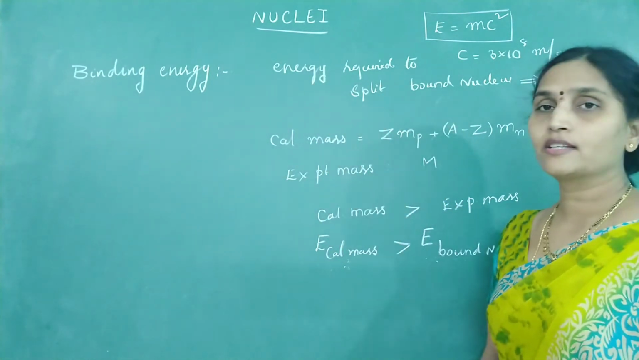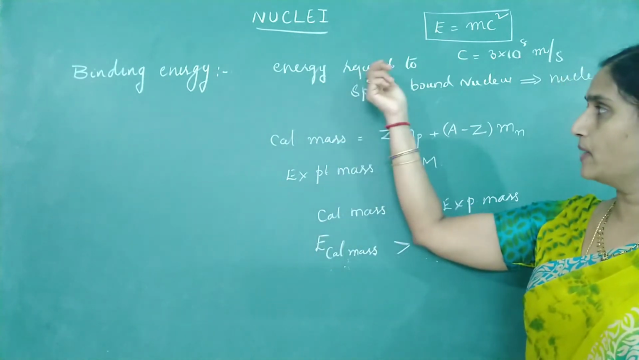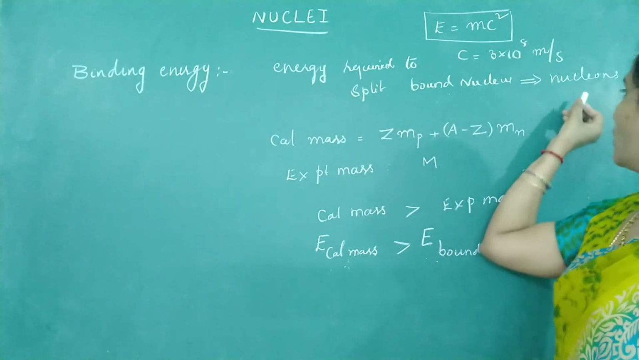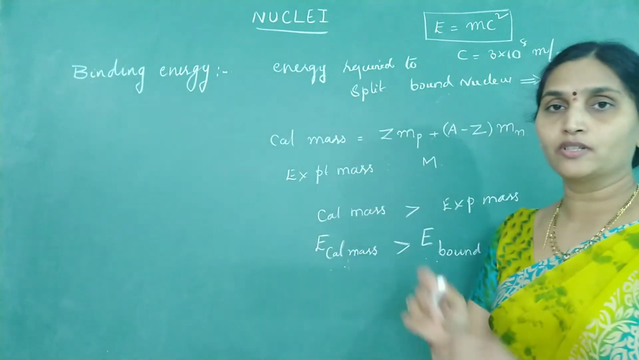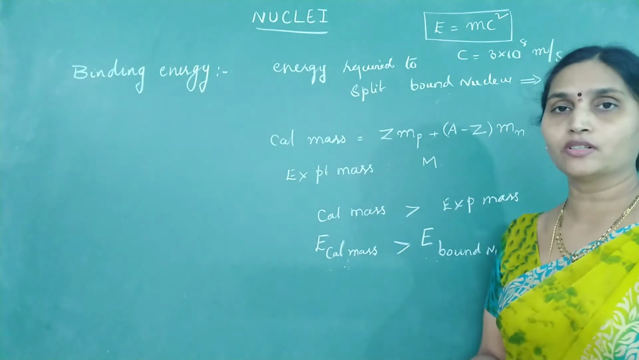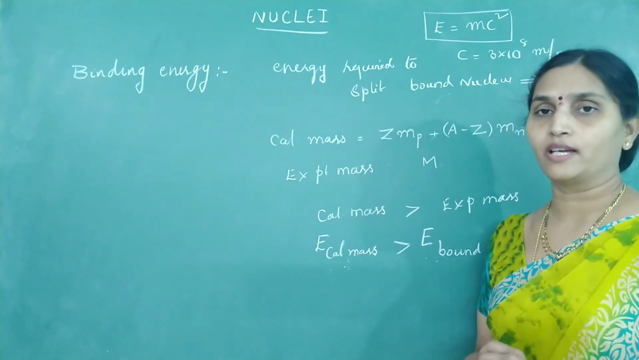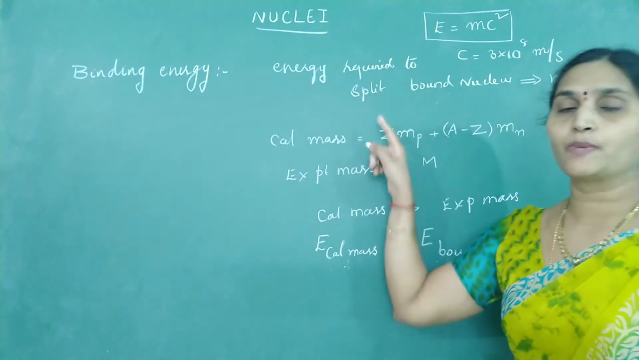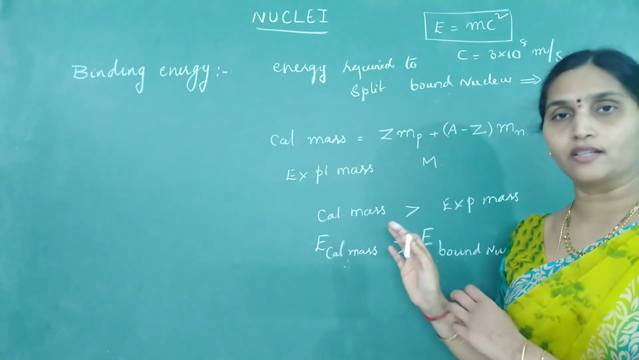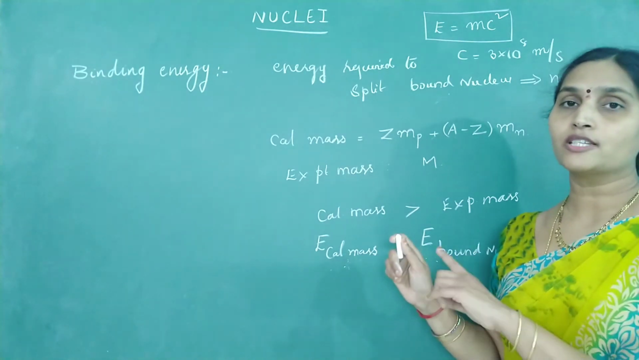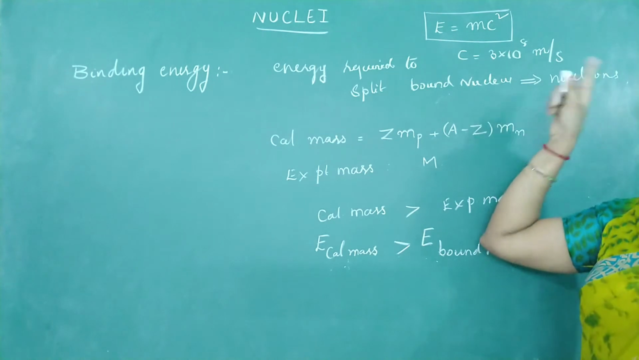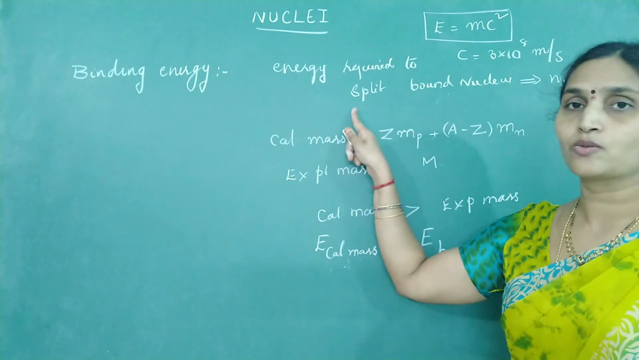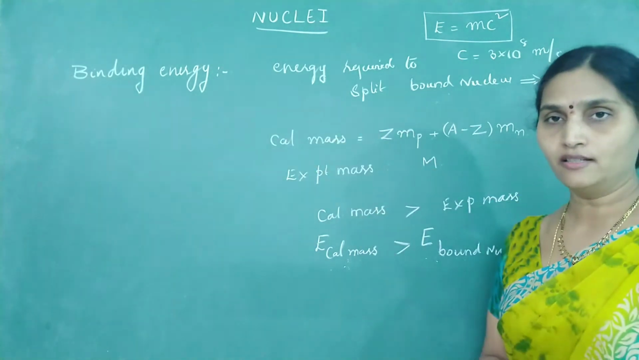So you can also define it in the other way. If you have to supply energy to split a bound nucleus into its nucleons, then in reverse, if all the nucleons combine to form a bound nucleus, it is going to release the same amount of energy. So either way you can define binding energy. Again I am repeating both the definitions. One is the energy required to split a nucleus into its constituent nucleons. The reverse is the amount of energy released when a nucleus is formed from its constituent nucleons. So this energy is nothing but called binding energy.